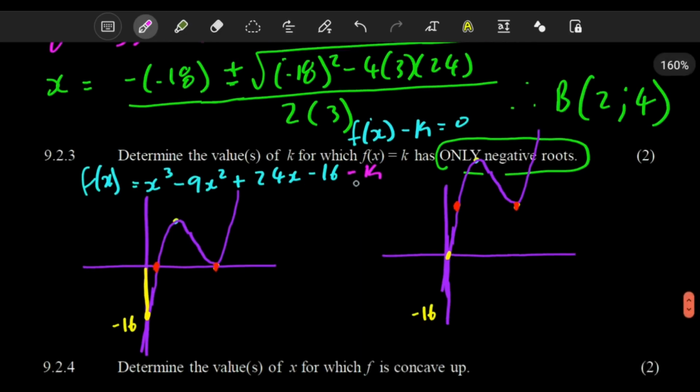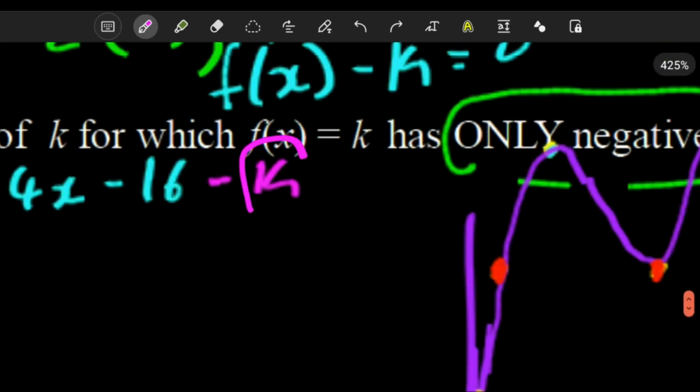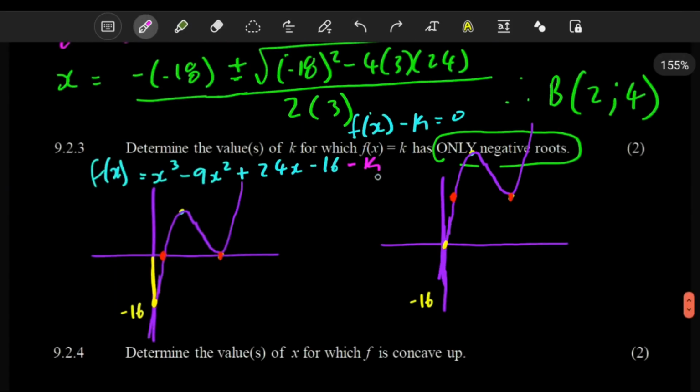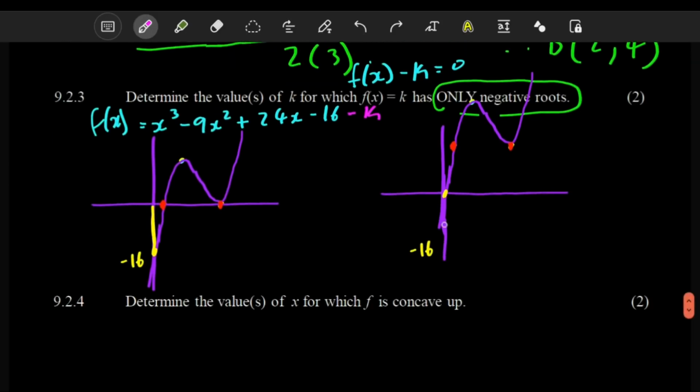So we know that a number here has the same effect as moving the graph downwards. A positive number here moves the graph downwards, but a negative number here moves the graph upwards. Because if you put a negative number here, that negative number is going to be multiplied by a negative number, and a negative and a negative give you a plus. So a negative number here has the same effect as moving the graph upwards. So in our case, if we want to move the graph upwards, we're going to need to say that k has to be smaller than negative 16.